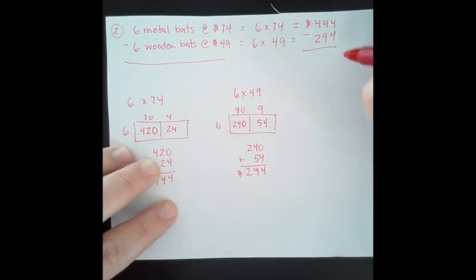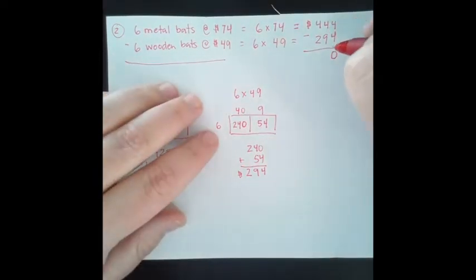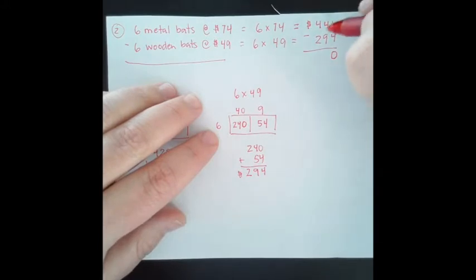So 4 take away 4 is 0. 4 take away 9, we're not able to do that, so we're going to have to trade from our hundreds place. So that becomes 3. We're going to add 10 tens here to the 4 we already have. 14. 14 take away 9 is 5. 3 take away 2 is 1.